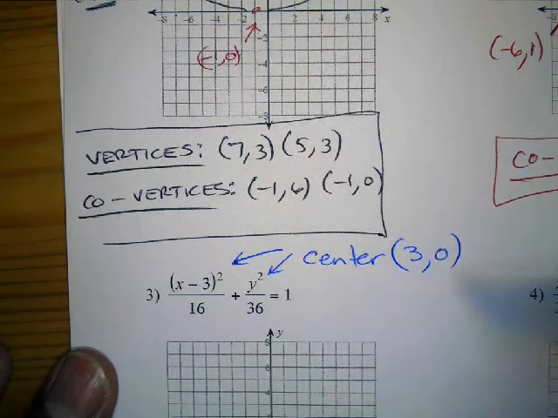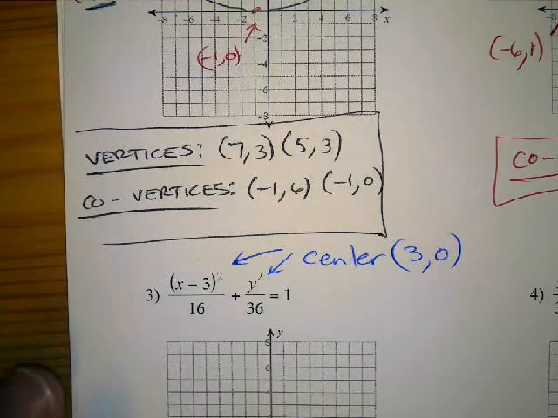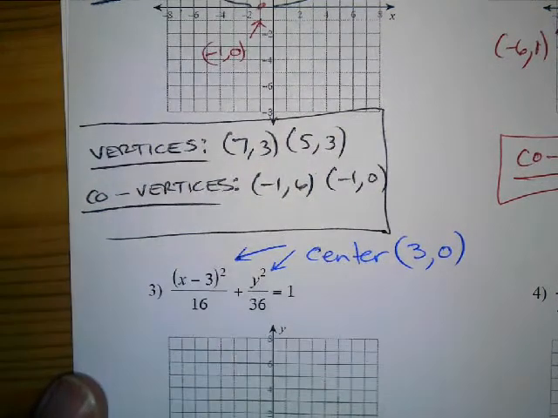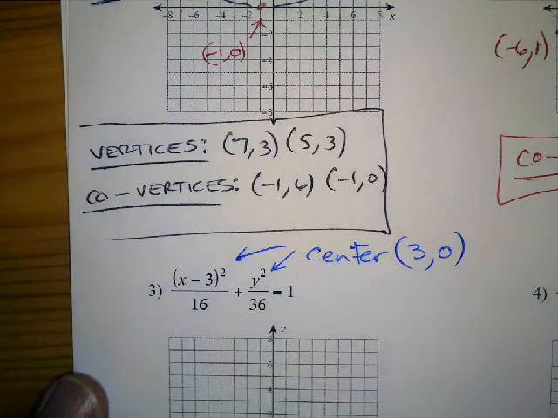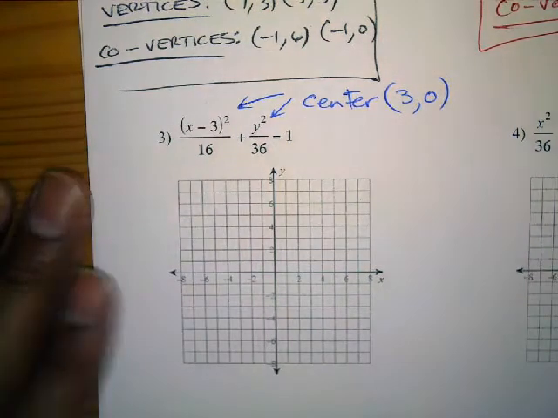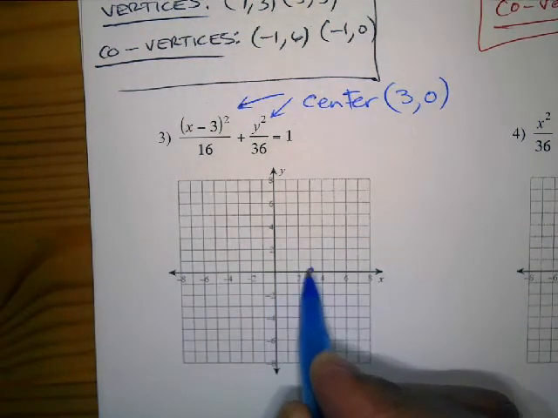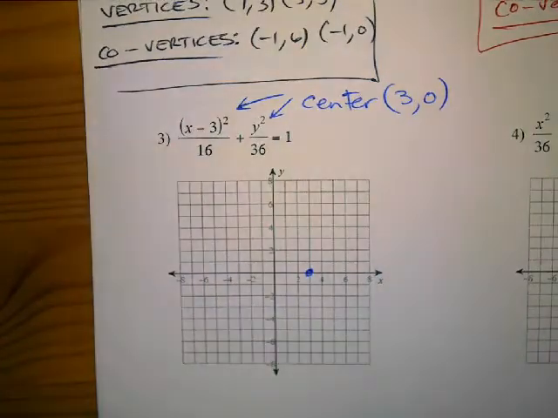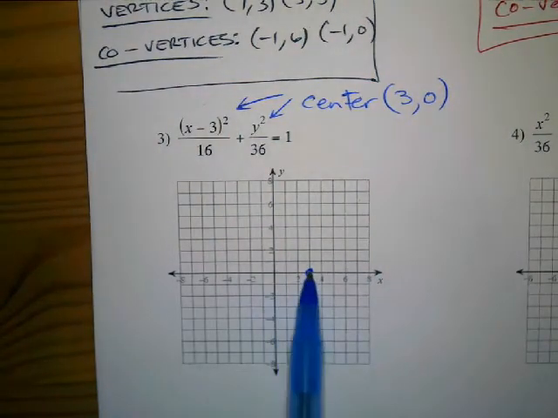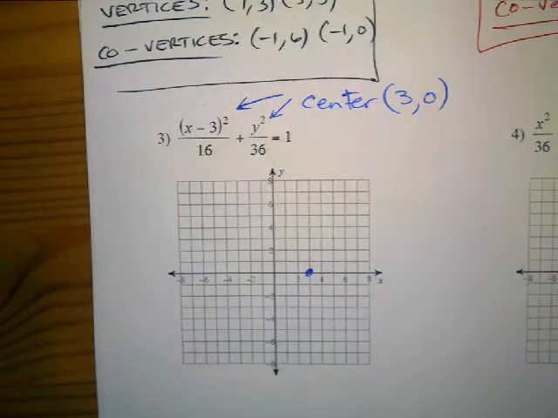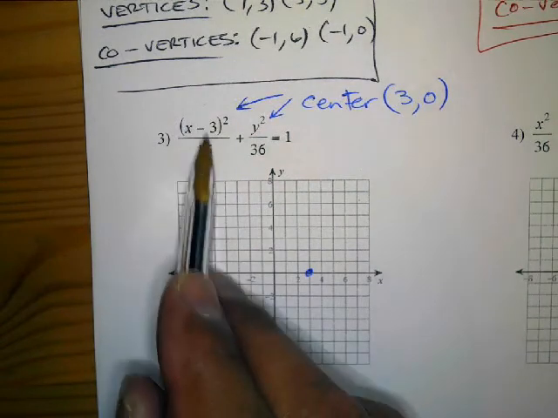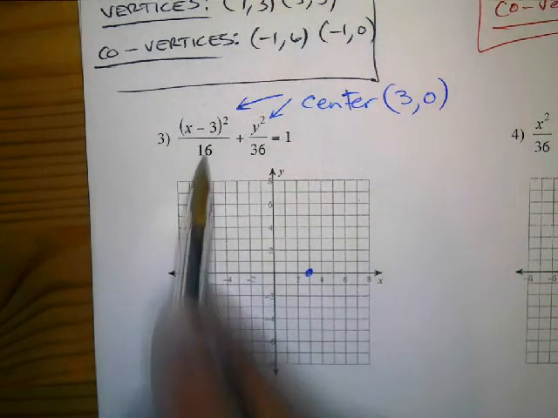Your center is, remember, not -3. The opposite of -3, +3. 0 is neutral. It's not positive or negative. So our center is at 3, 0. 3 on the x, 0 on the y. That is going to be 1, 2, 3 on the x and 0 on the y. It's right there sitting on the x-axis.